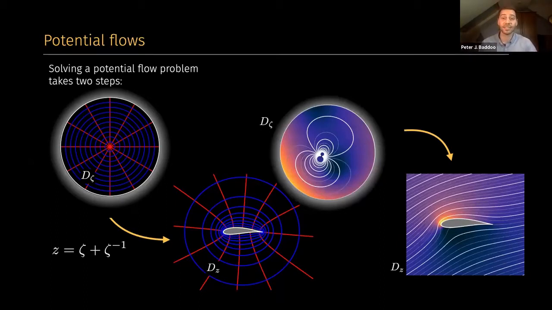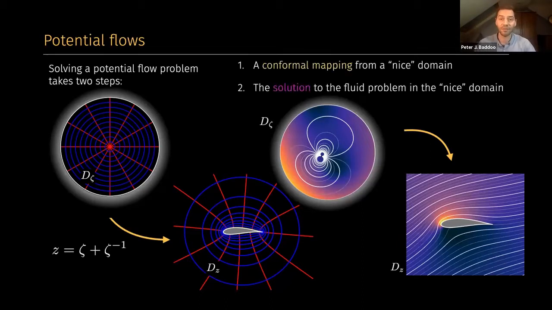So there are two ingredients to this problem. The first is the conformal map from the nice simple domain to the physical domain.